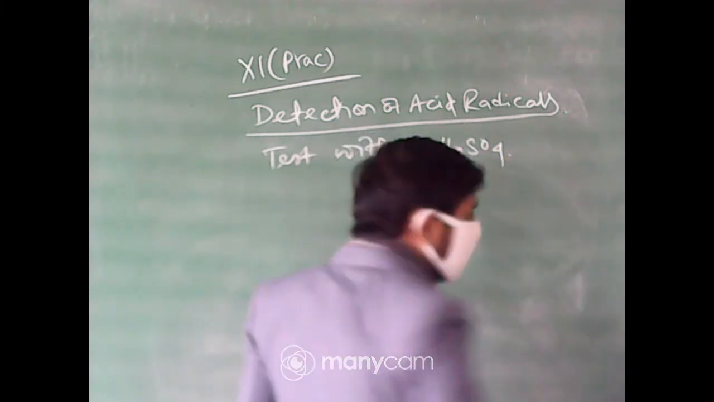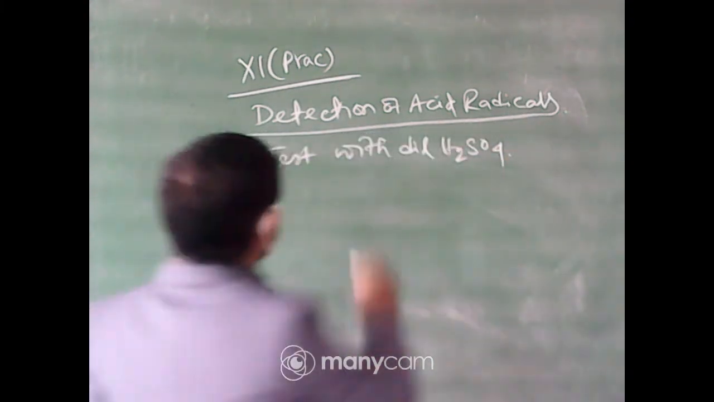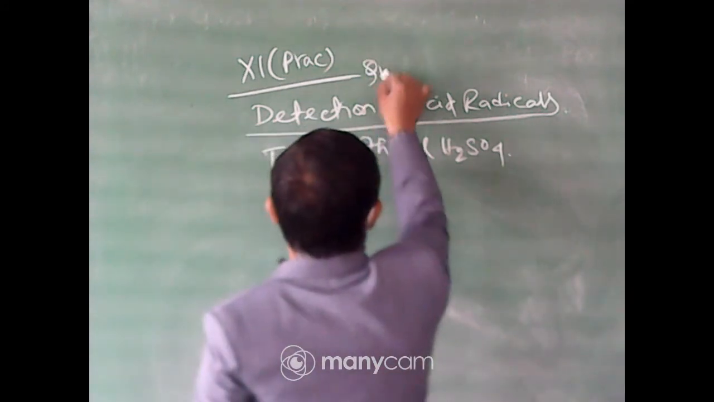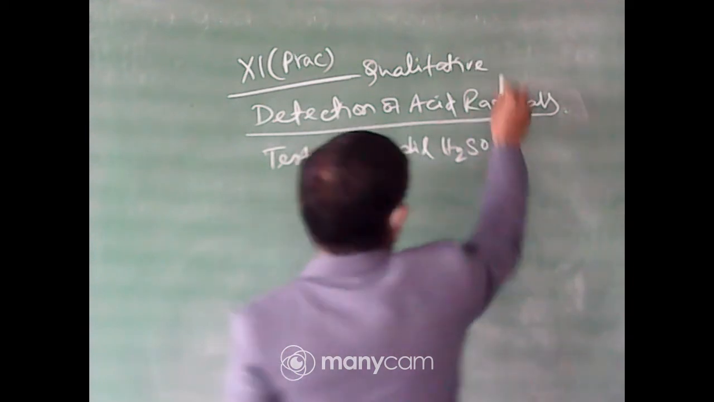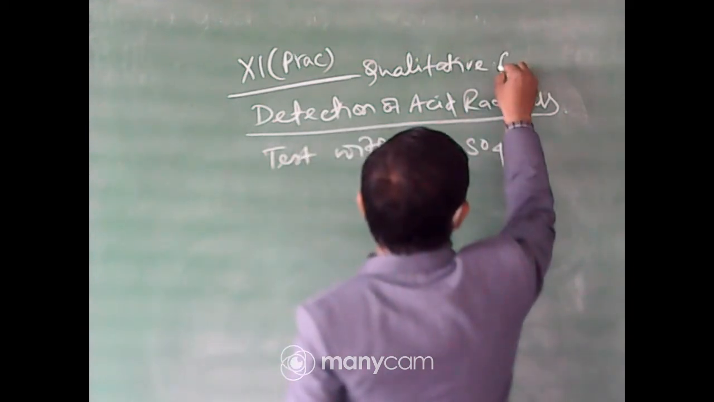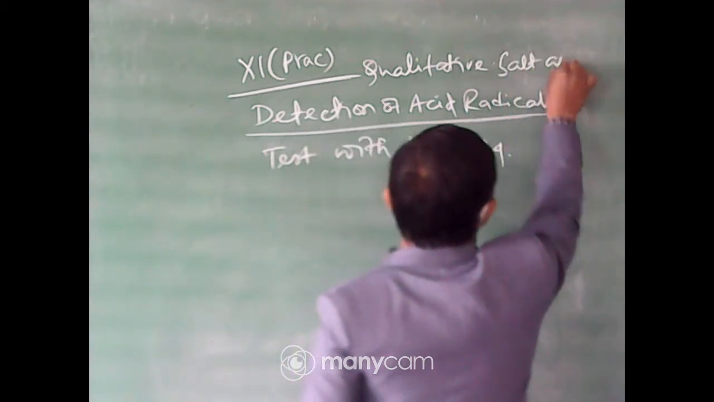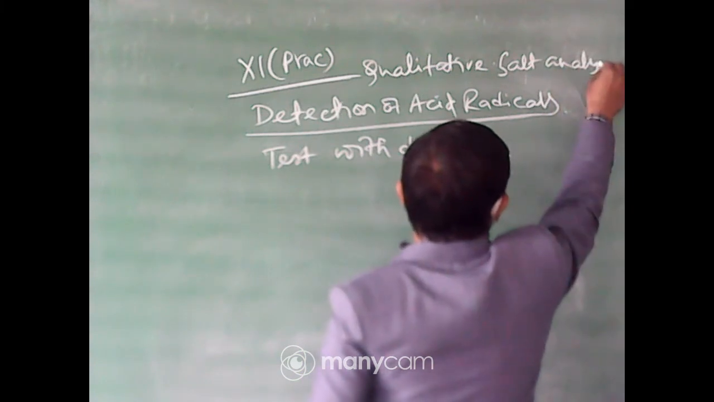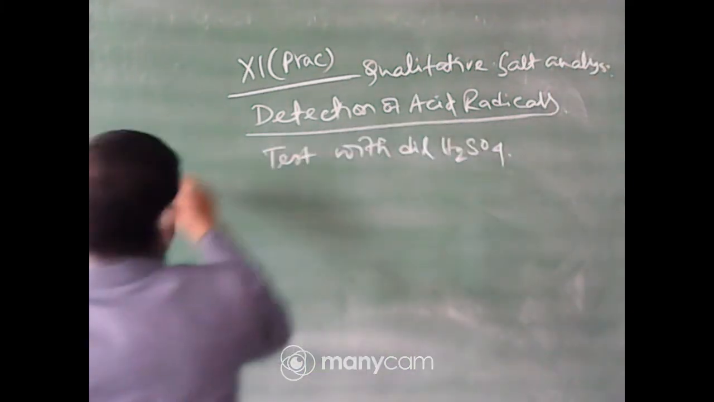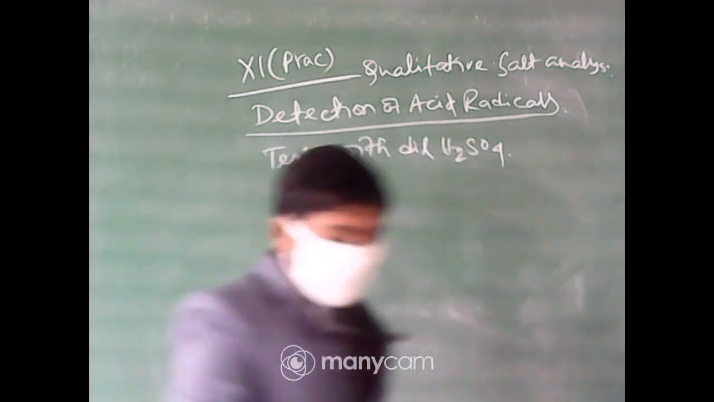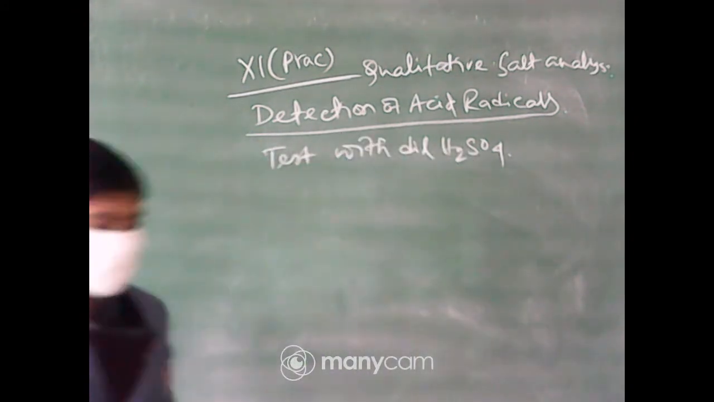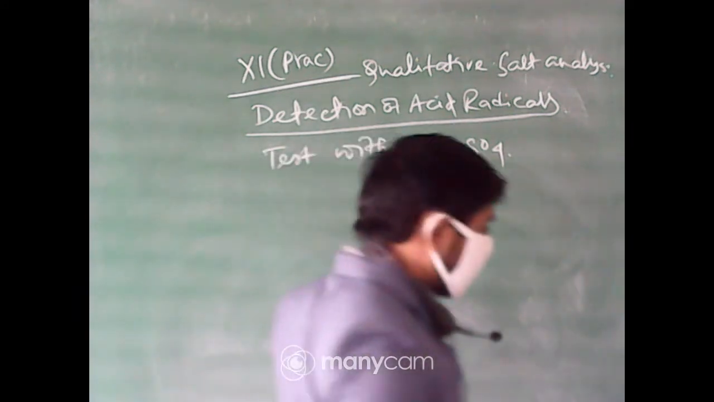This is a part of qualitative analysis, that is qualitative inorganic analysis, salt analysis. Okay. So under this part, test with dilute sulfuric acid. Now in this test, which anions will respond?